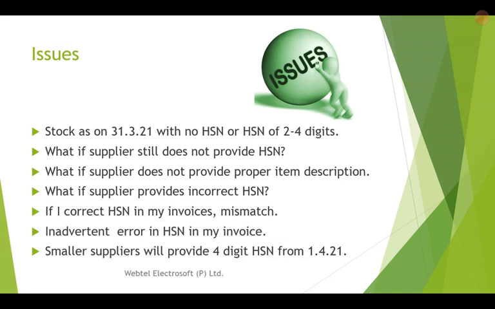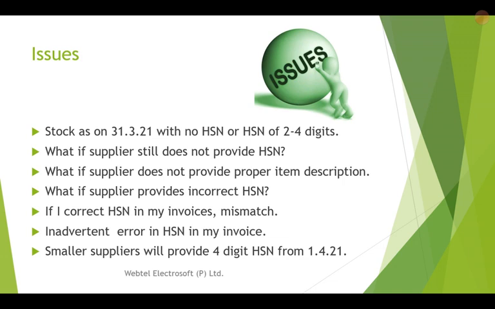Then also, what if the supplier does not provide proper item description? Because with the same HSN and different item description, there are different tariffs also, as we have just seen. What if the supplier provides incorrect HSN? And if I provide the correct HSN in my invoices, probably the government will see a mismatch there. So again, there may be problems for me. What if there is an inadvertent error in HSN in my invoice? I think penalty provisions will be invoked in those cases.